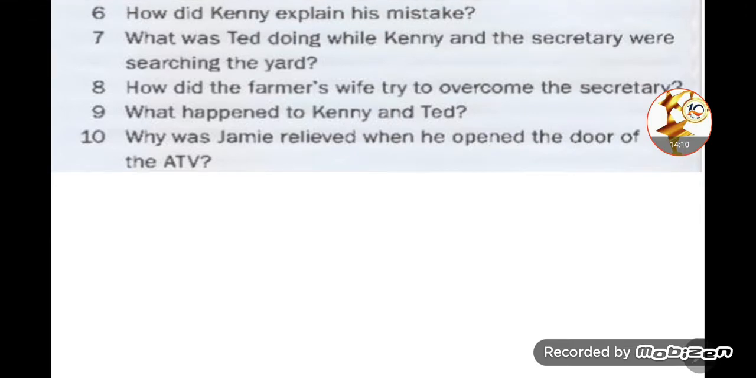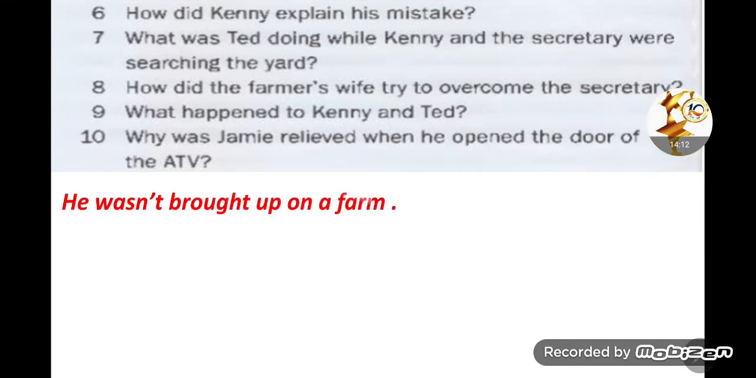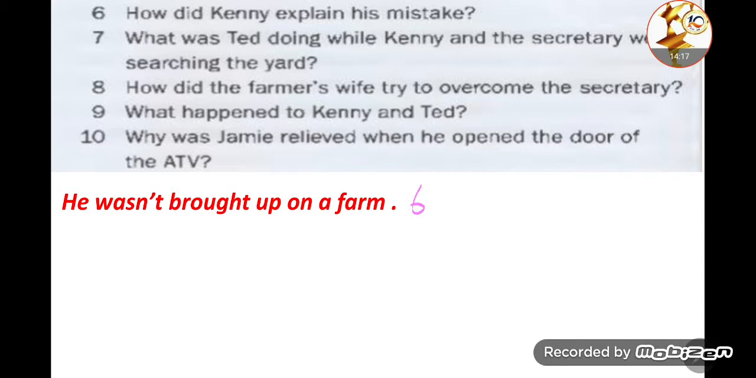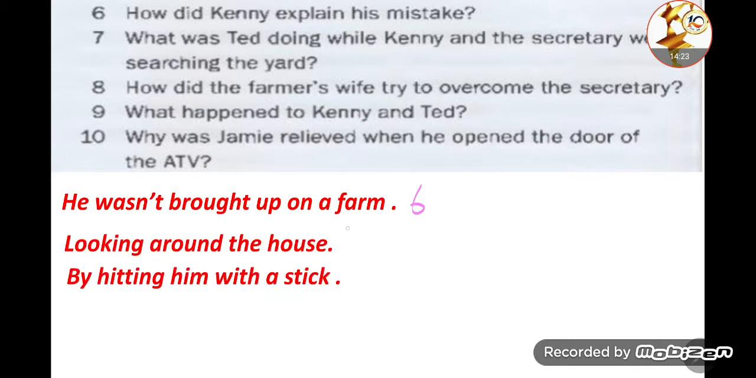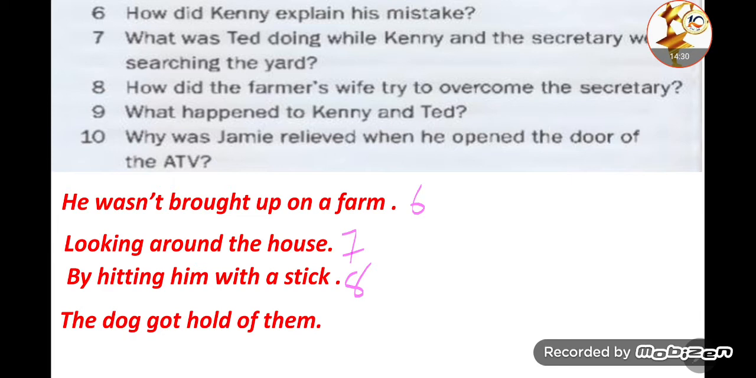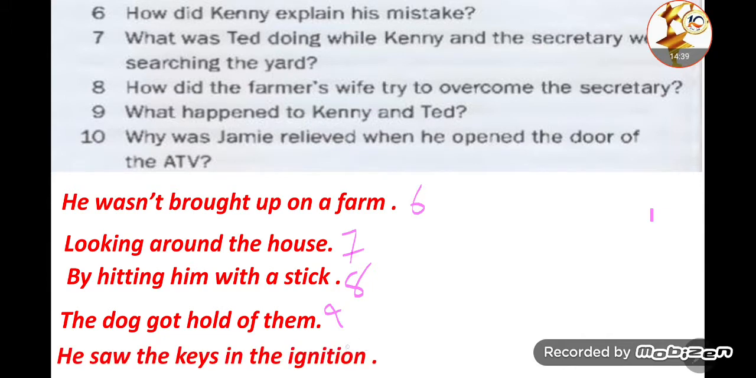Now the answers are available in written form. For number 6, he wasn't brought up on a farm. For number 7, looking around the house. Number 8, by hitting him with a stick. Number 9, the dog got hold of them. And number 10, as you can see here, he saw the keys in the ignition.